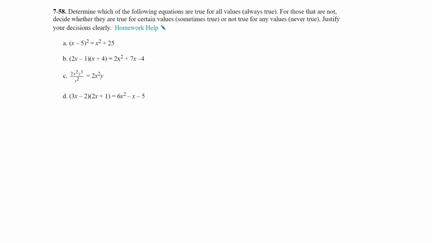Question 58. Determine which of the following equations are true for all values. For those that are not, decide whether they are true for certain values or not true for any values, and then justify your decision clearly. So is it always true, sometimes true, or never true?